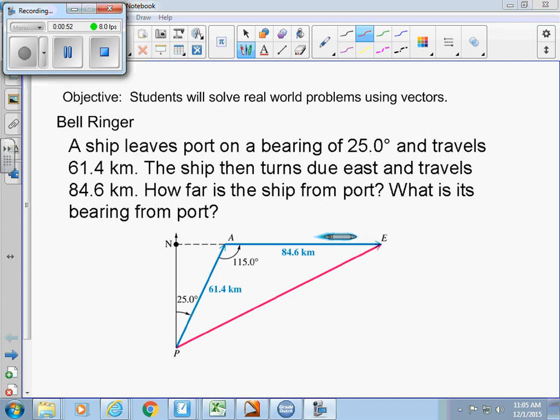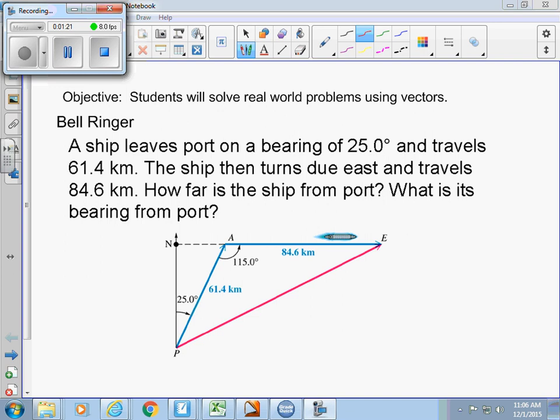So it says a ship leaves port on a bearing of 25 degrees. So going from due north 25 degrees to the east, and travels 61.4 kilometers. So do we have a vector? We have a direction and a distance. So we have a vector. And then it turns due east and travels 84.6 kilometers due east. How far is the ship from port?